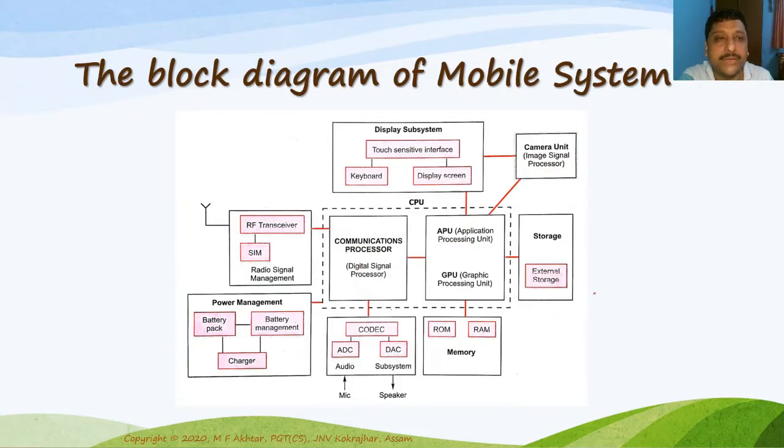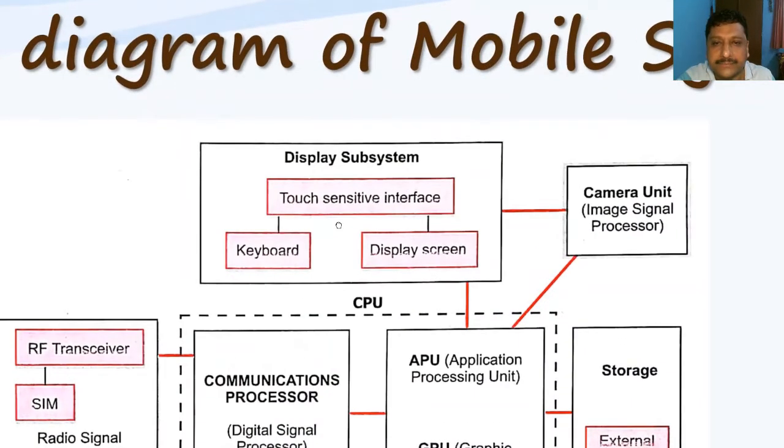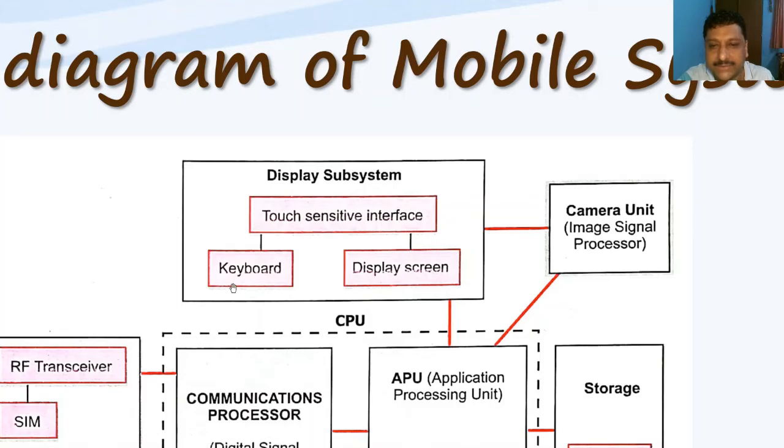This is the block diagram of a mobile system. Block diagram means just the internal view of how all the components of a mobile system are attached to each other. So many systems are there. You can see, first of all, count how many systems there are. This is the display subsystem. The display subsystem includes the touch sensitive interface, keyboard and display screen.